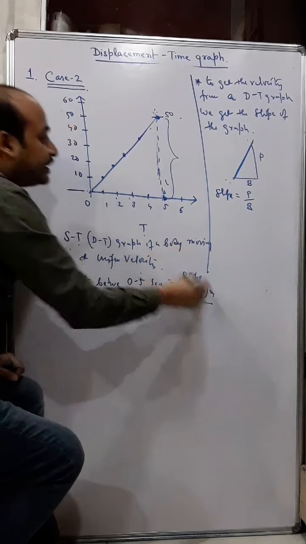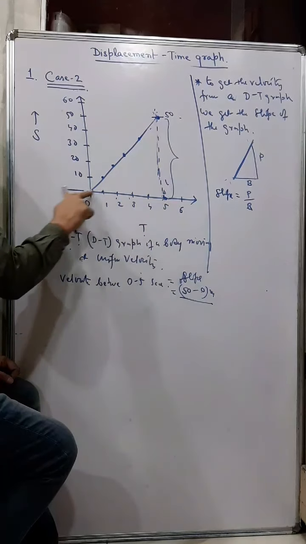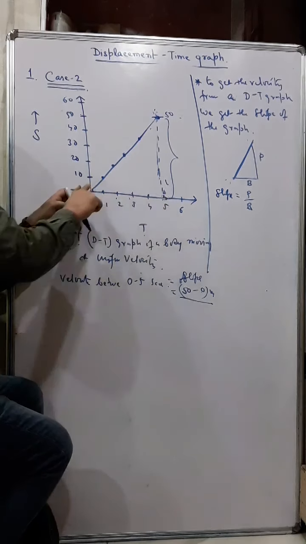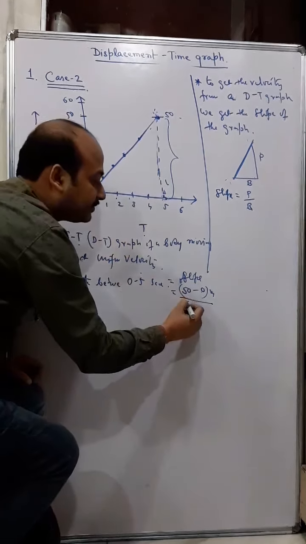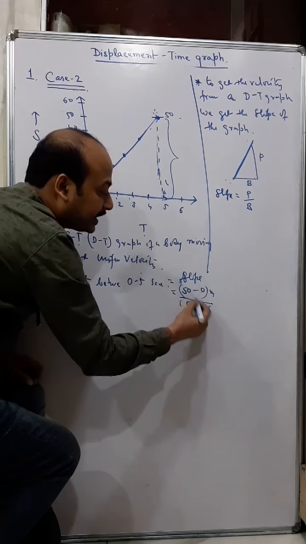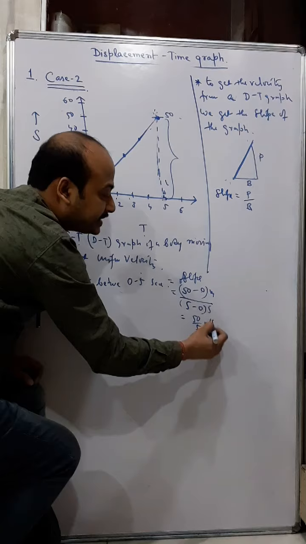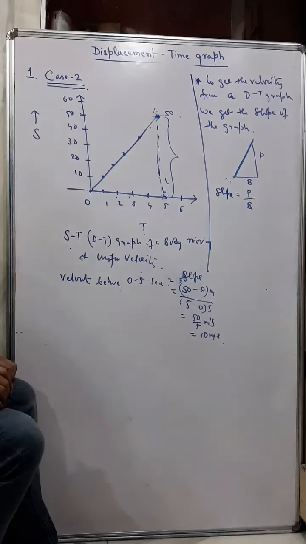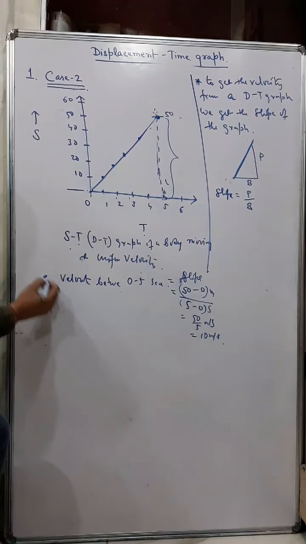And then divide by, again I'll write here 5 minus 0, because the final time is 5, initial time is 0. So I'll write here 5 minus 0 second. And what do I get? 50 by 5 meter per second. I get how much? 10 meter per second.